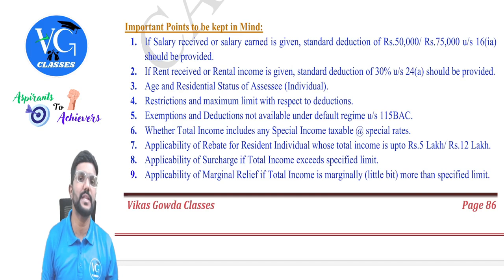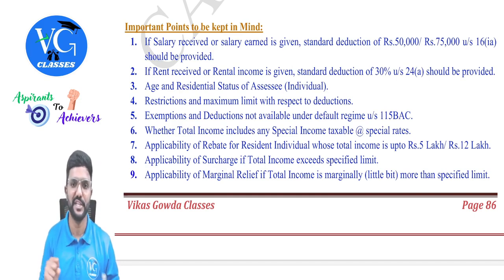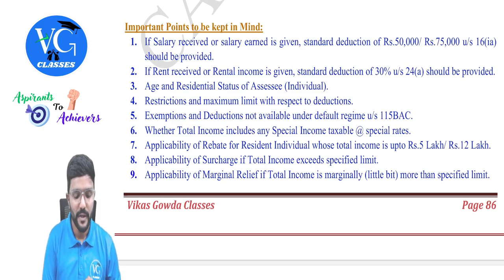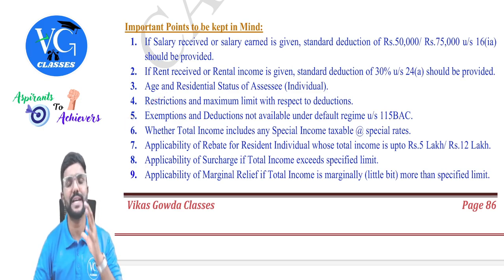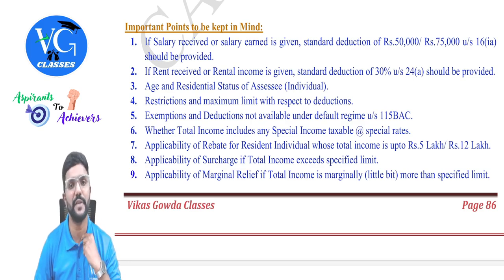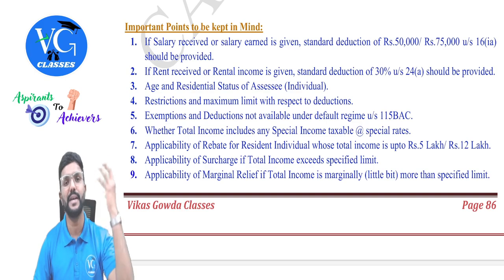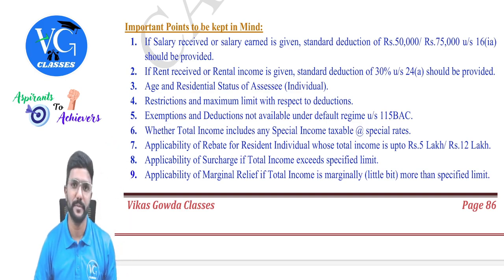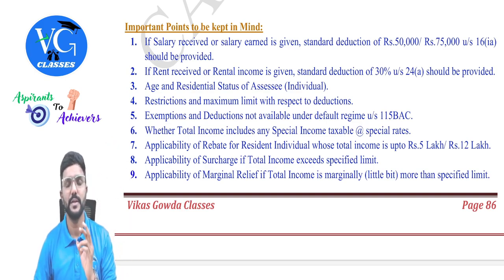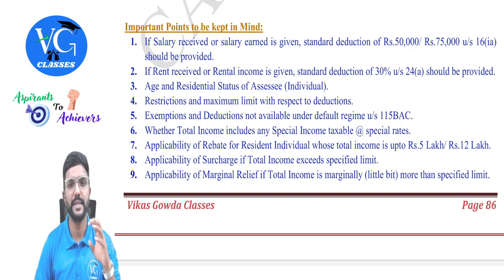So please be careful with respect to the maximum limit, guys. Then you should also know the list of exemptions and deductions which are not allowed under the default scheme under section 115BAC, guys, which we have covered at the end of the respective chapter. So you should be aware, because when they ask you to calculate the total income and tax liability under the default regime, they would have given a few exemptions or deductions which are not available. So you have to take care of it.